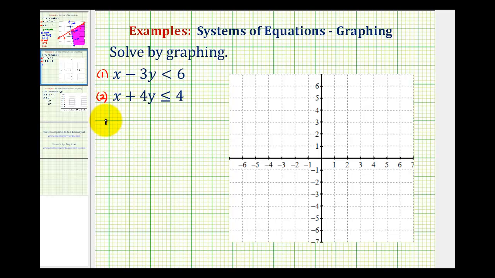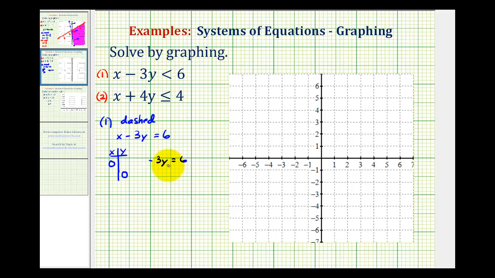So for the first inequality, because the inequality symbol is less than, we'll have a dashed borderline, and we'll graph the line x minus 3y equals 6, keeping in mind that it's dashed. And because this line is in standard form, we'll graph this line by determining the x and y intercepts by completing a t-table, where if we set x equal to 0, we'll determine the y-intercept, and if we set y equal to 0, we'll determine the x-intercept. Notice if we have x equal to 0, the equation is just negative 3y equals 6.